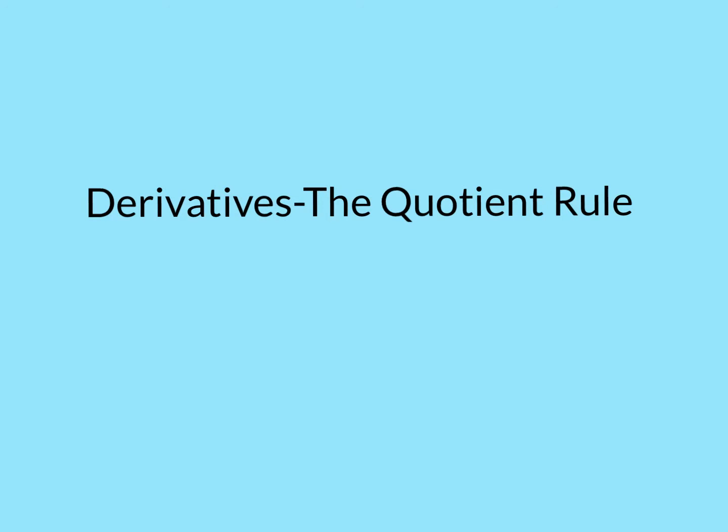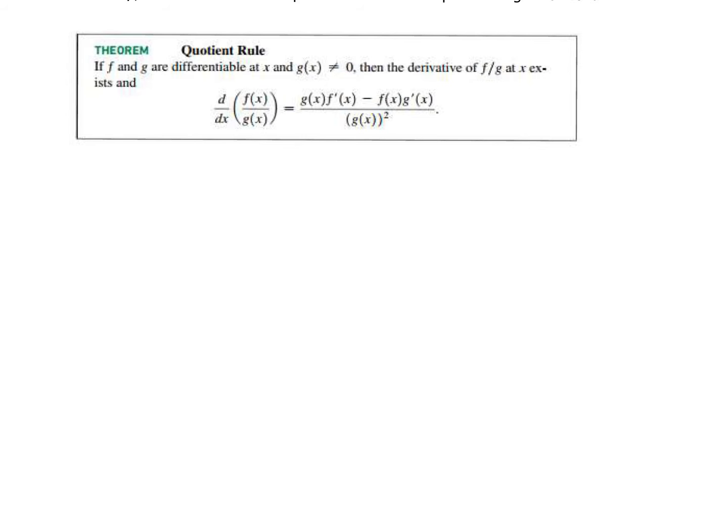This video is about finding derivatives using the quotient rule. We start off with the theorem that says if f and g are differentiable at x and g of x does not equal 0, then the derivative of the quotient f of x over g of x exists, and the derivative will be g of x times f prime of x minus f of x times g prime of x, all divided by g of x squared.